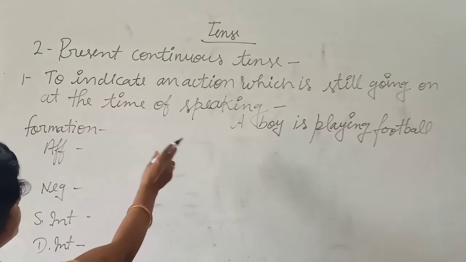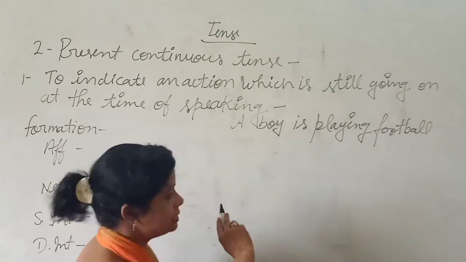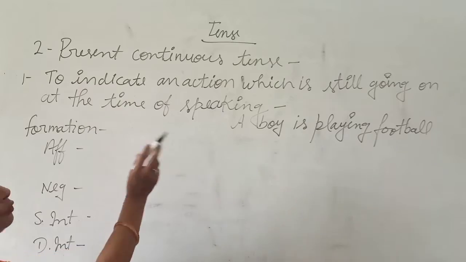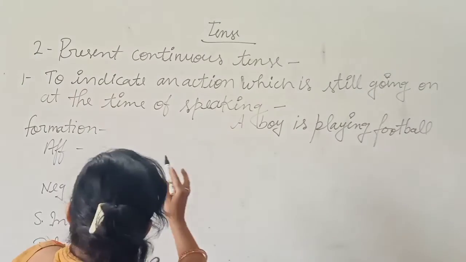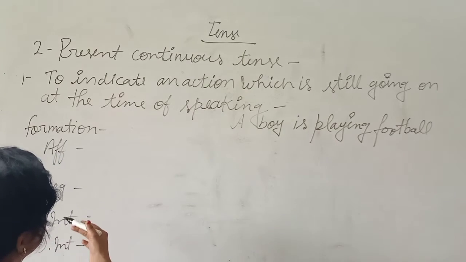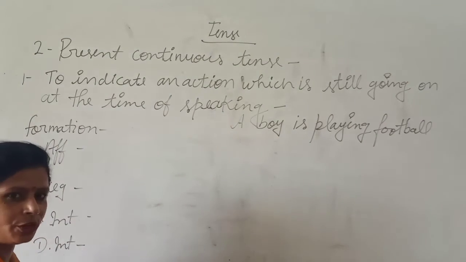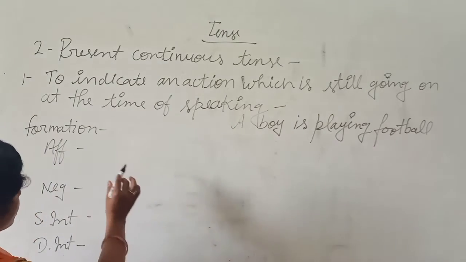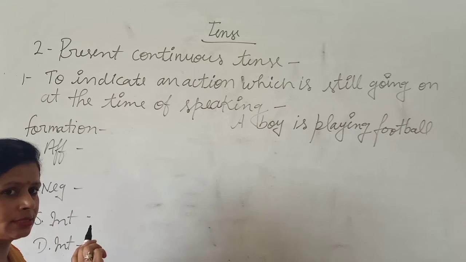And you can see there is an example: A boy is playing football. This is an example of an affirmative sentence. As I told you in the previous class, there are 4 types of sentences we have: affirmative, negative, single interrogative and double interrogative. Right, children? So now I am telling you the formation of sentences.